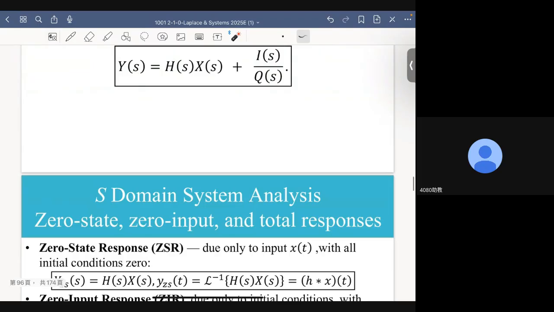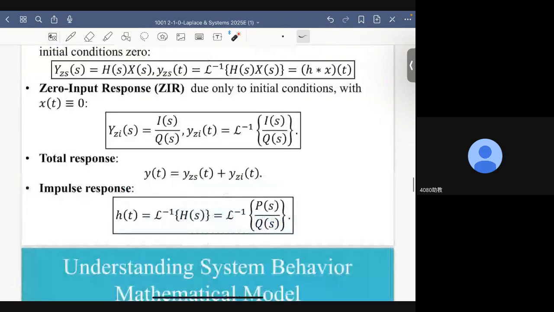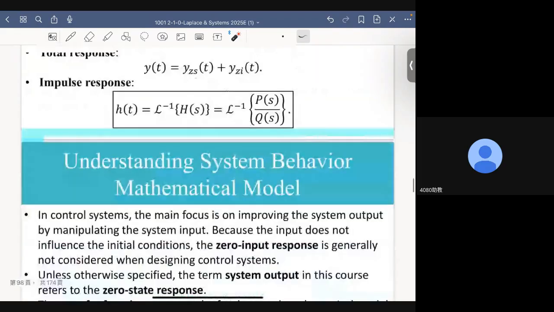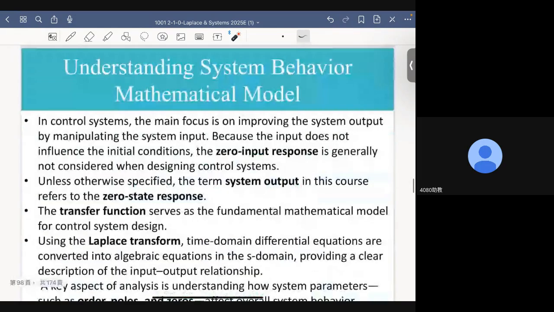All right? I say the same thing several times. The reason why is I want you to learn it by heart. Okay? So let's review what we have learned. In control systems, the main focus is on improving the system output, but by manipulating the system input, because the input does not influence the initial condition, right? Initial condition is something that pre-exists, okay?